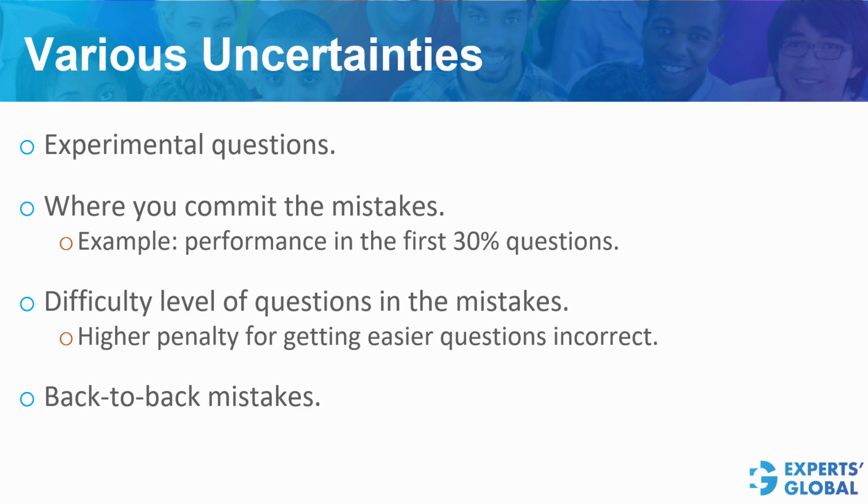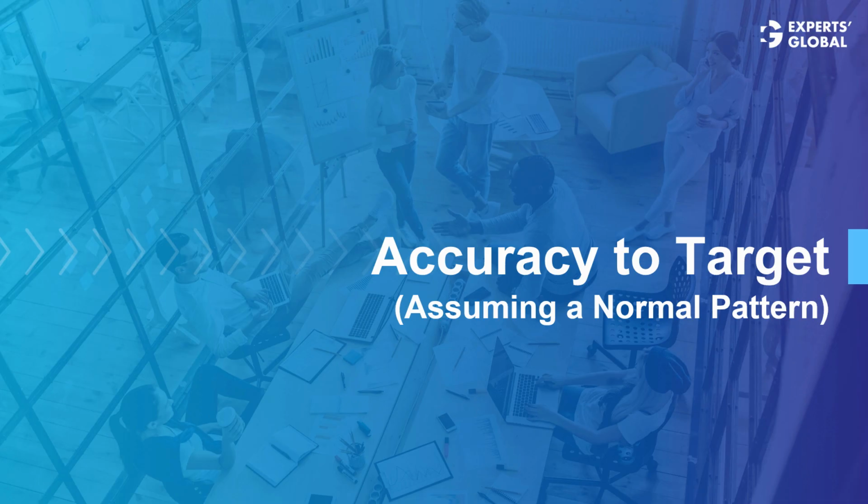So what I'm trying to say here is that a very strict matrix of the number of mistakes versus the corresponding scale score in a section is not possible. Because of these uncertainties, we can only deal in ballpark estimates. So let us look at these estimates assuming a normal pattern, which means that your mistakes are spread out throughout a section and your luck factor is neutral.